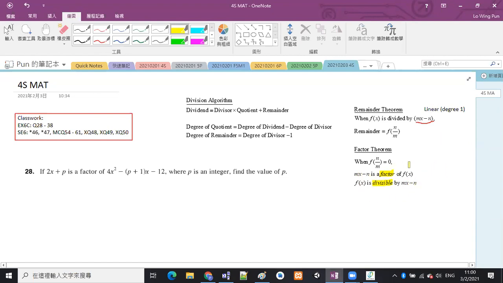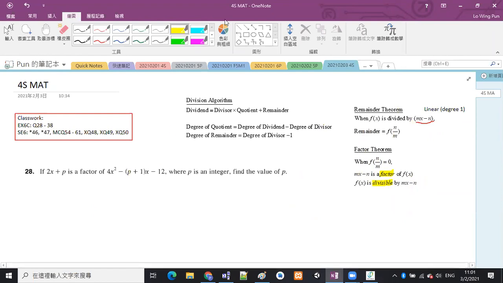Okay, so on the other hand, if the question tells you that mx minus n is a factor of f(x), then you can say that the remainder is equal to 0. So that is when f(x) is divided by mx minus n, the remainder is equal to 0, which means that this number is equal to 0, and so on. Okay, so normally we are going to use one of these two pieces of knowledge to set up an equation.